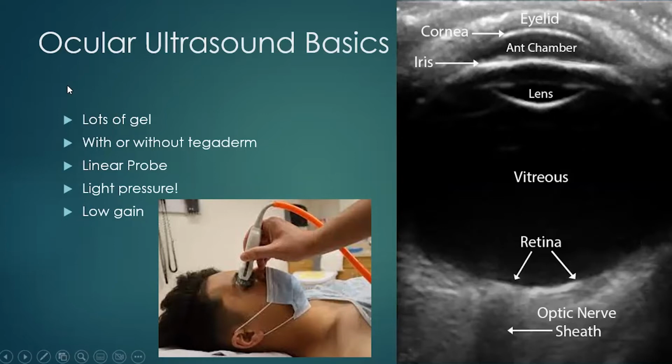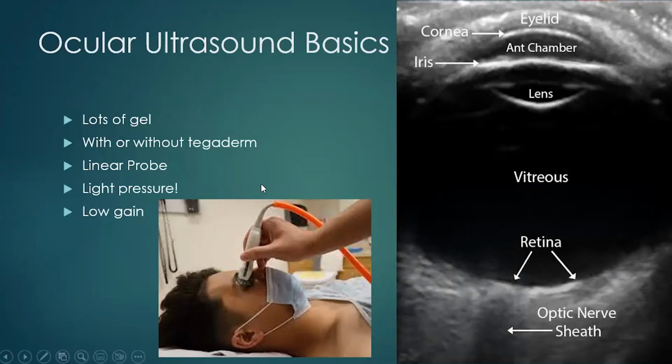Doing the scan, just the basics: you want to use a lot of gel to fill in these spaces and get rid of the air in the view. You can do this with or without a Tegaderm over the patient's eye. When I first learned to do it in medical school, they let us try it both ways. I found it more comfortable personally having it without the Tegaderm, so when I've done this, I do it without the Tegaderm.